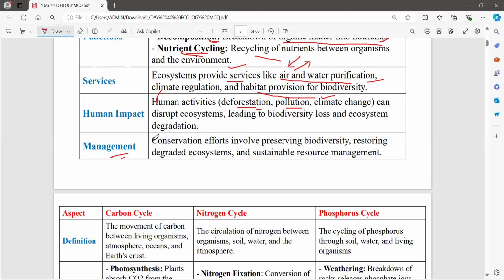Now, how can we manage this? Conservation efforts involve preserving biodiversity, restoring degraded ecosystems, and sustainable resource management. So now human beings have realized that we are destroying the environment. So everybody in major cities like Chennai, metropolitan cities, tends to create terrace farming on the terrace. So these are the improvements we have noticed now.